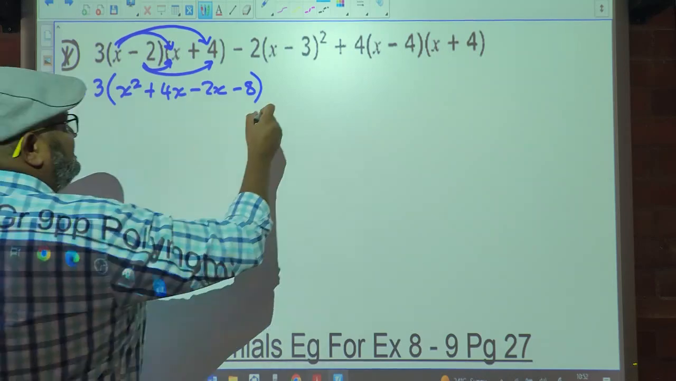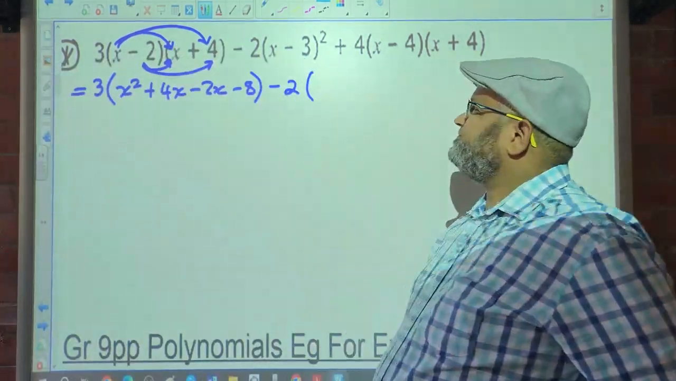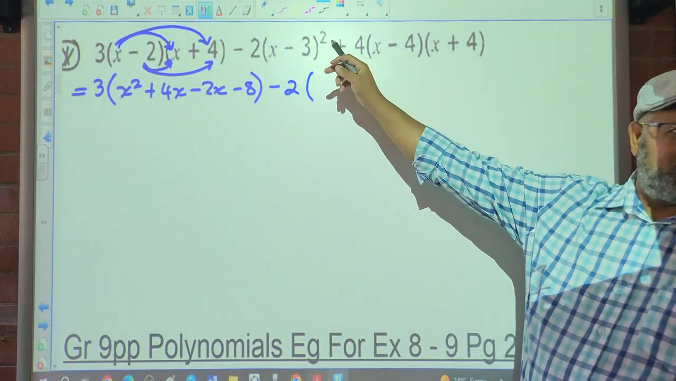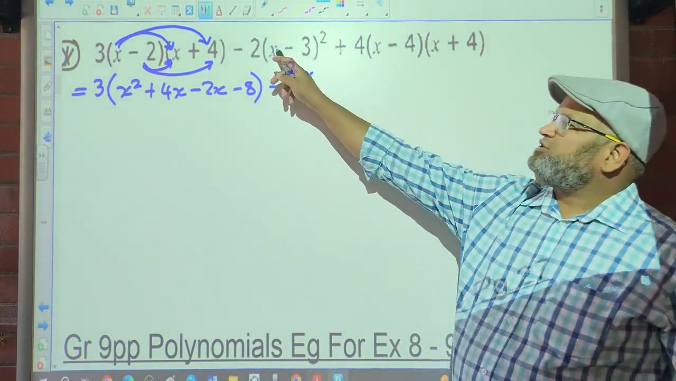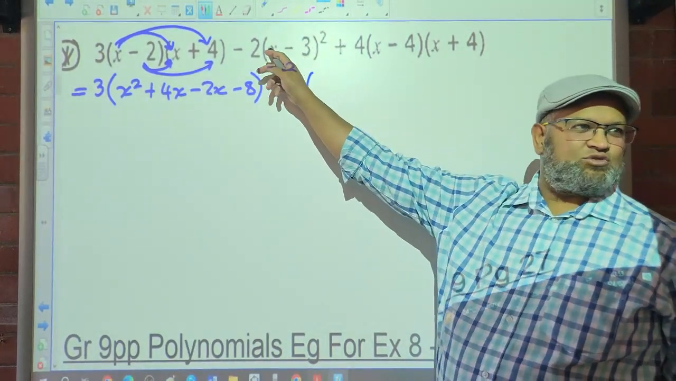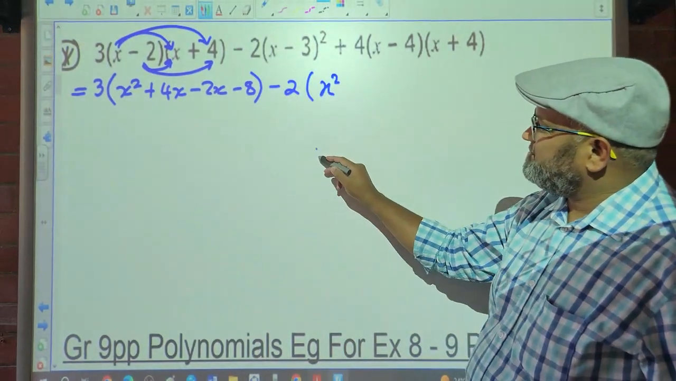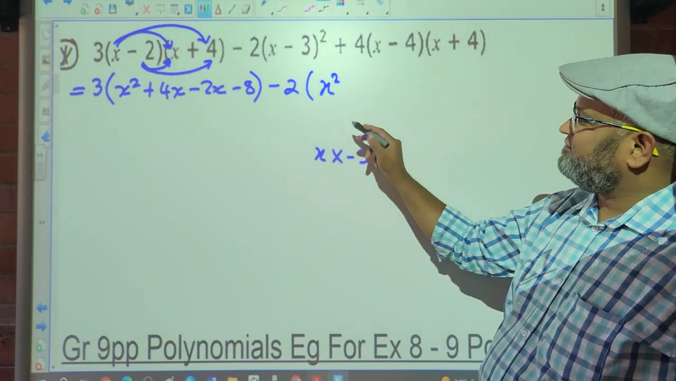Alright. Now we write negative 2 into. So we're going to apply the binomial square rule. So we square the first term. So what is x all squared? x squared. The middle term is going to be x multiplied by negative 3.